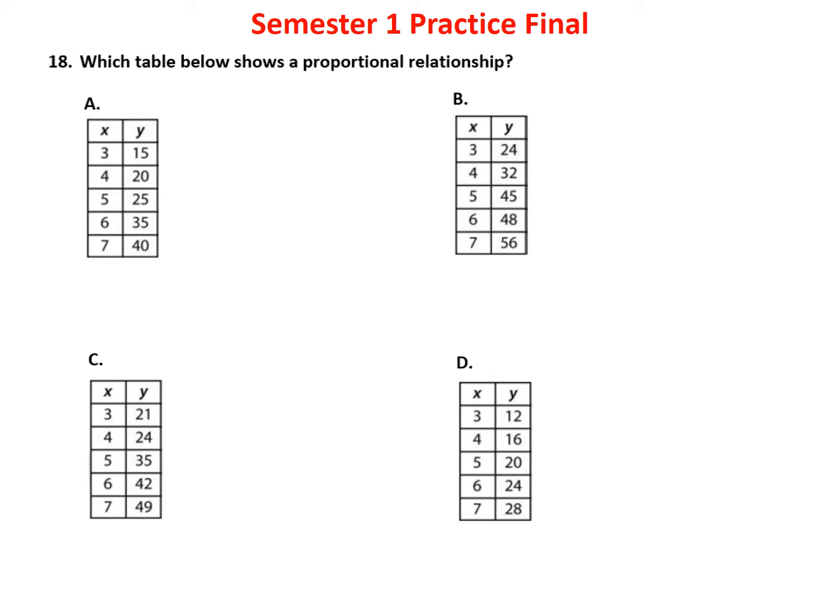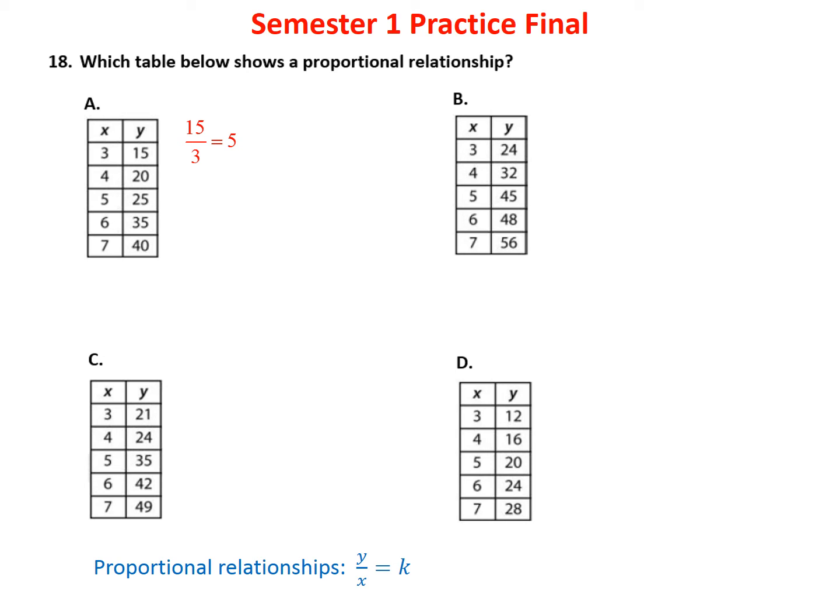In number 18, we're asked which table shows a proportional relationship. To be a proportional relationship, the y to the x has to be some constant. In other words, no matter which x or y you take, when you divide them, they should always equal the same number. So let's start with A.